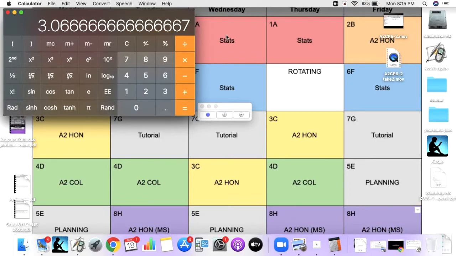Wow, we end up with a big decimal. We're going to round it to 3.06, and then this will round up to the 7. So 3.067.